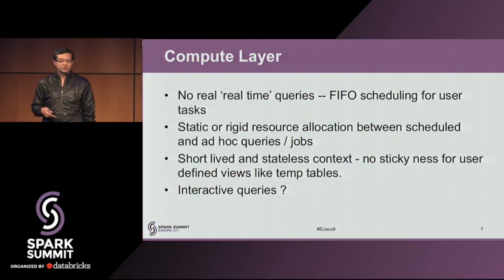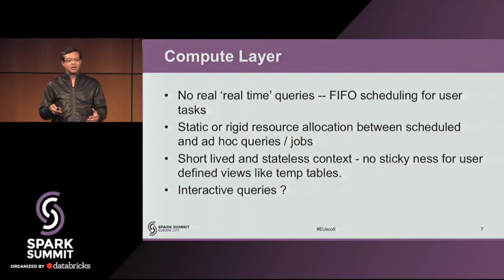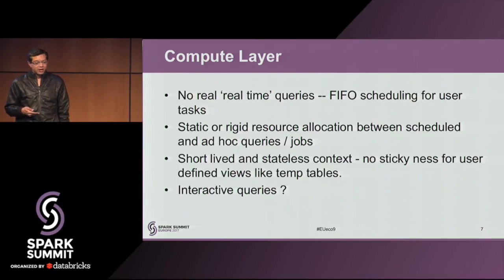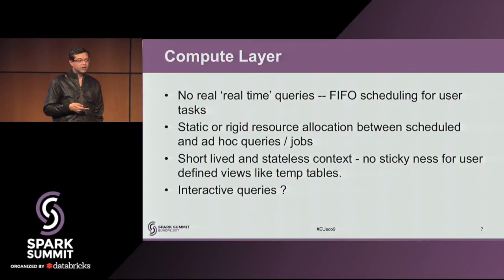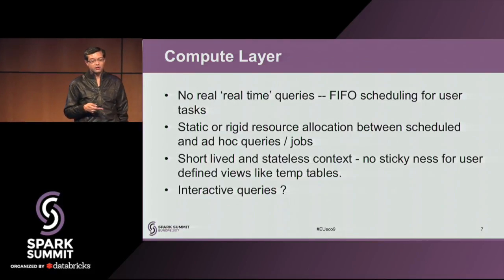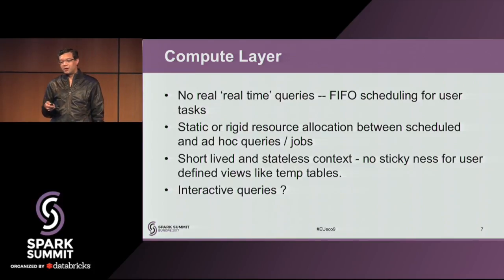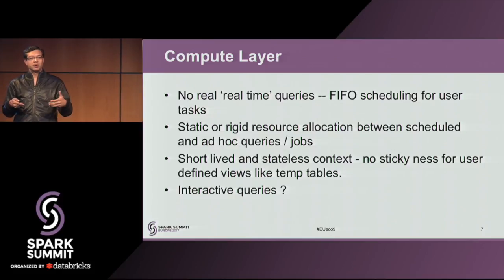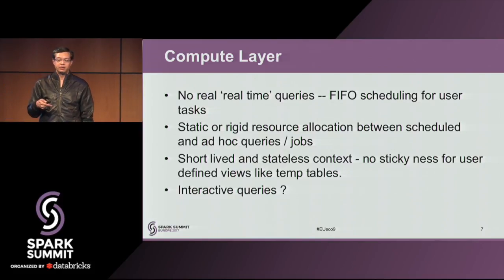The second issue was static or rigid resource allocation. We had resource allocation between scheduled and ad hoc jobs, but that was fairly static, with some liberty of dynamic pooling, but still there was a boundary around it. The third thing that was an issue with interactive queries was short-lived or stateless context. While we could have one long-lived context, there was a risk of resource hogging. And how would we do high availability for it?